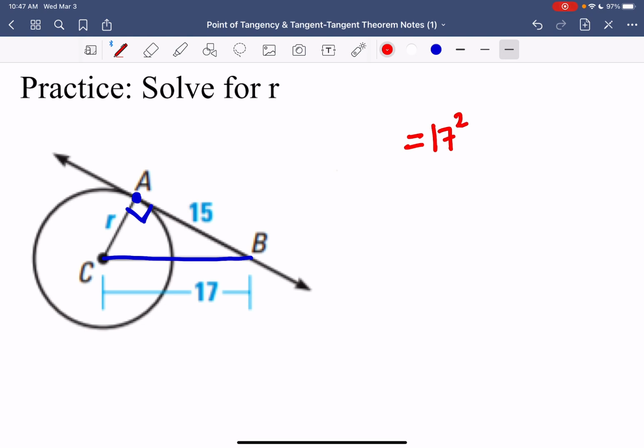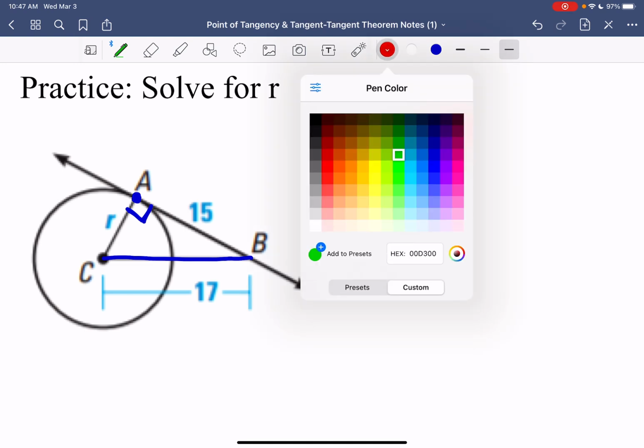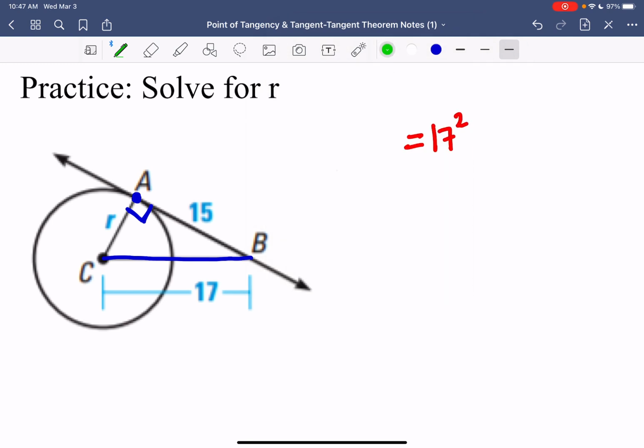So in my formula, I'm going to make sure I have 17 squared on one side of my equal sign. And then it doesn't matter where you put R and 15 because A and B, when we're adding, doesn't really matter what order they're in, okay? So I'm going to call R A and 15 B, and then I'm going to plug in that information to my formula and then start solving. So we have A squared that we're solving for, plus B squared, which is 15 squared, equals 17 squared.